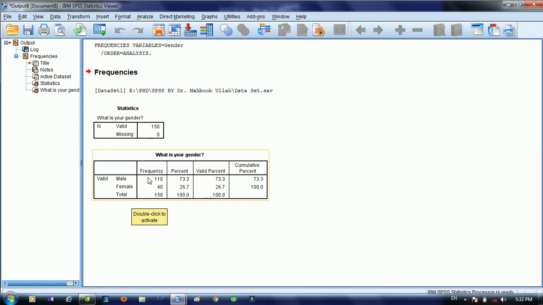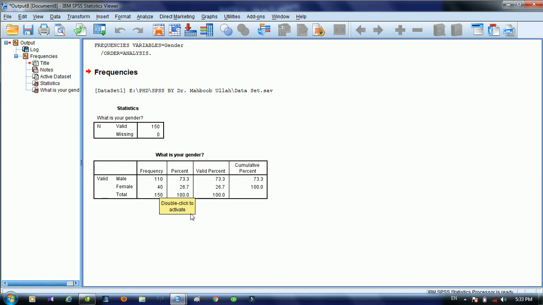In this table you can see we have frequency column, percent, valid percent, and cumulative percent. As I told you, frequency tells us about the incidence, that is how many times our respondents have selected male and how many have selected female. So out of 150 total respondents, 110 were male while 40 were female.